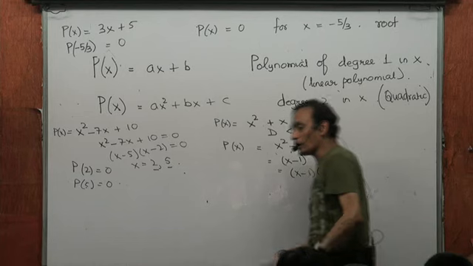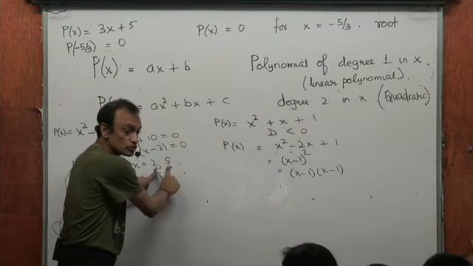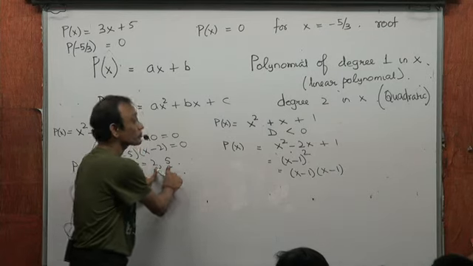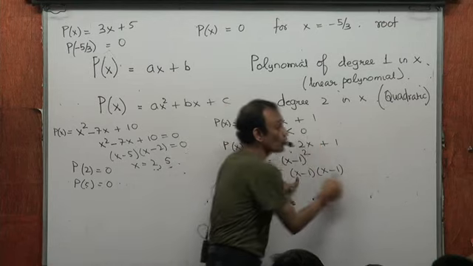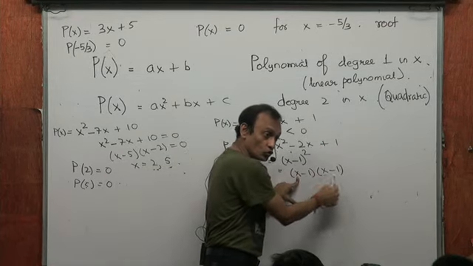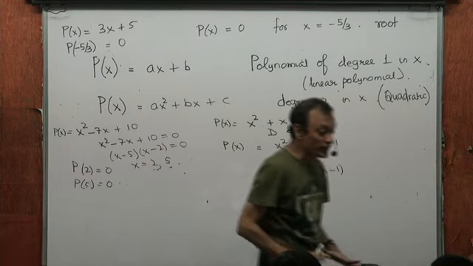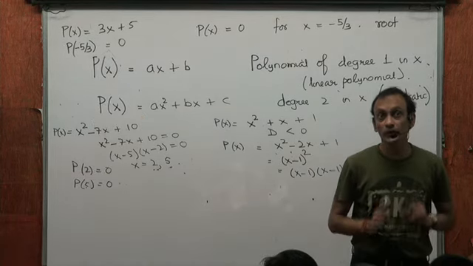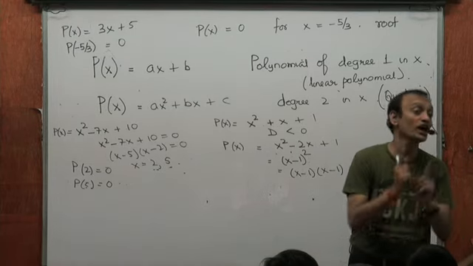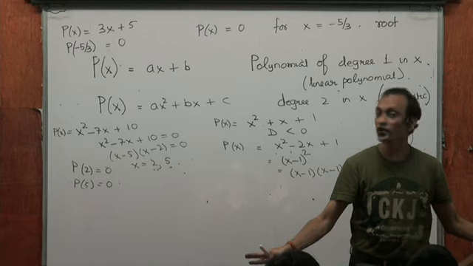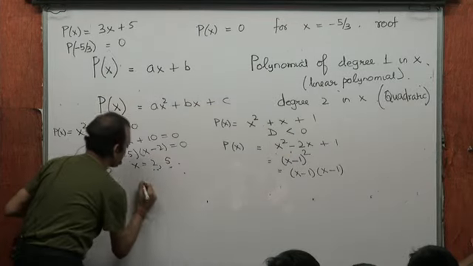That means a polynomial of degree 2 can have two distinct real roots, two complex roots, or two coincident real roots. So a polynomial of degree 2 in general will have two roots, whether they are real, complex, or coincident. Yes or no? And the same fact gets extended to a polynomial of degree 3.